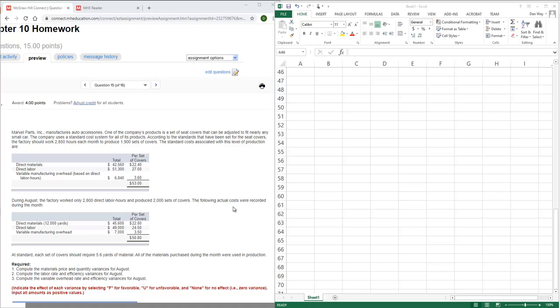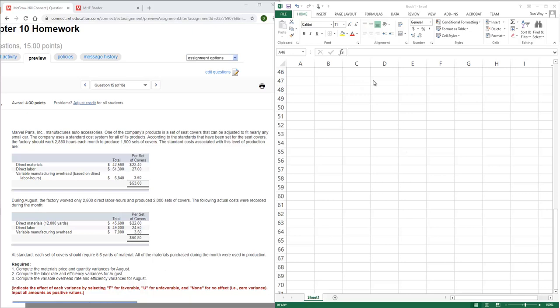The following actual costs were recorded during that same month. So here's direct materials, 12,000 yards, $22.80 per set of covers, direct labor, and variable overhead. We also know that at standard, each set of covers should require 5.6 yards of material. All the materials purchased during the month were used in production. So the first thing we're going to do is come up with the materials price and quantity variances for August.